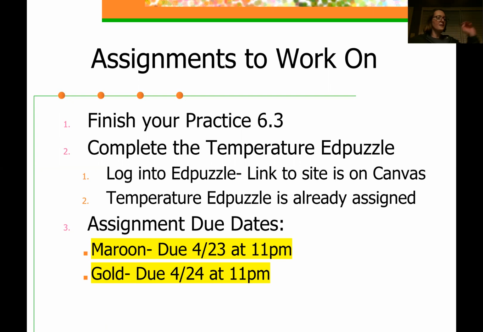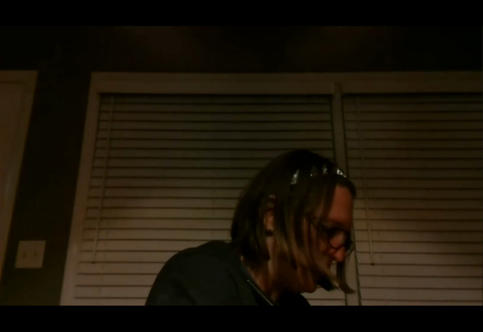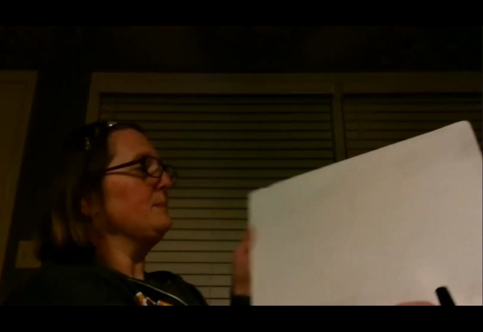All right, let's talk about 6.3 practice. For number 1, you are simply doing some converting, just like we just did. You're going to convert from Celsius to Kelvin and from Kelvin to Celsius. So let's look at the first 2. Let's do 1A and 1B.